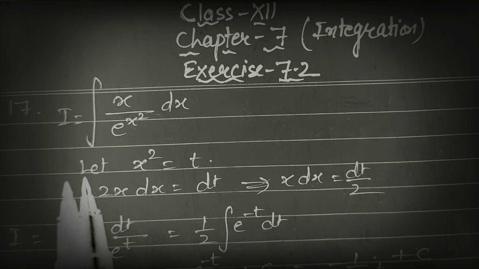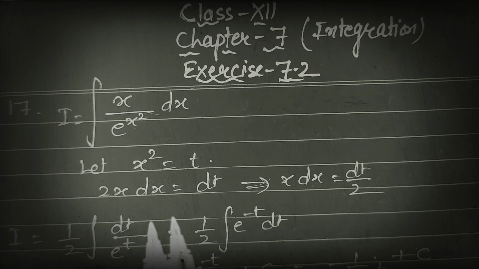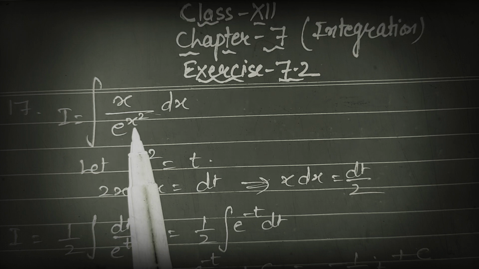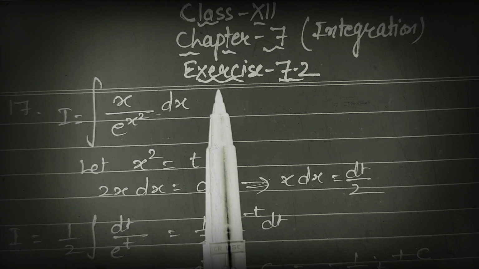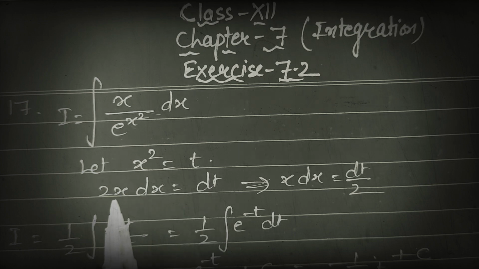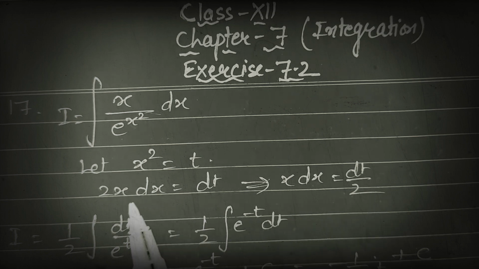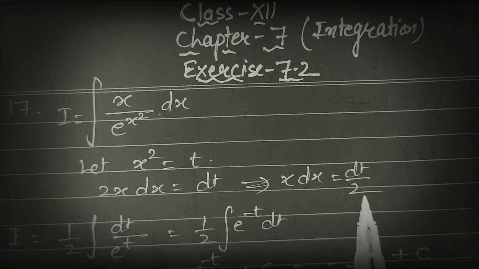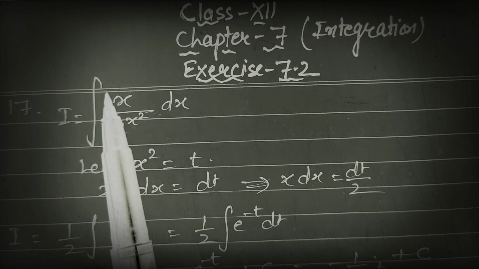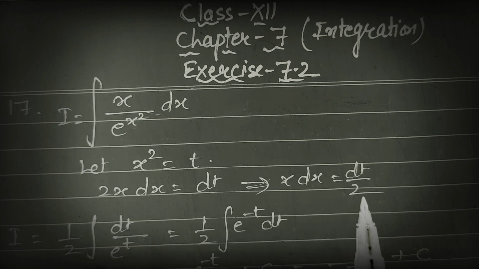We know the integration of e raised to power x, but here it is x upon e raised to power x square. Suppose x square is t, then this is in derivative form. Let x square be equal to t. The derivative of x square is 2x, so 2x is equal to dt upon dx. So x dx is equal to dt upon 2, because here we have x dx.